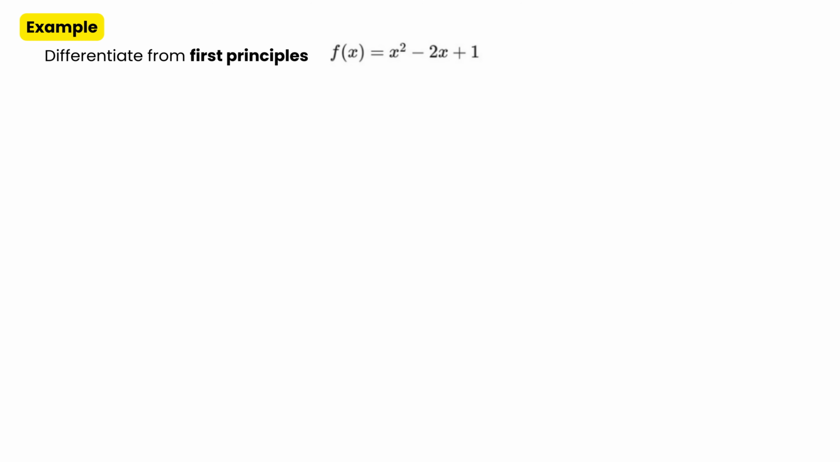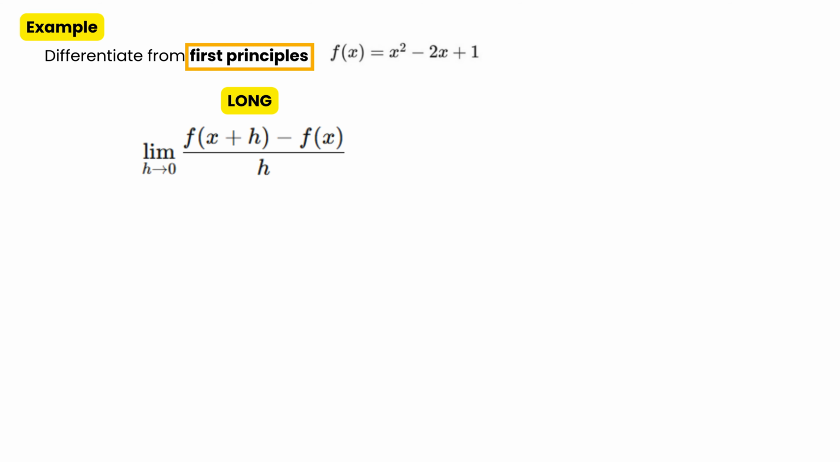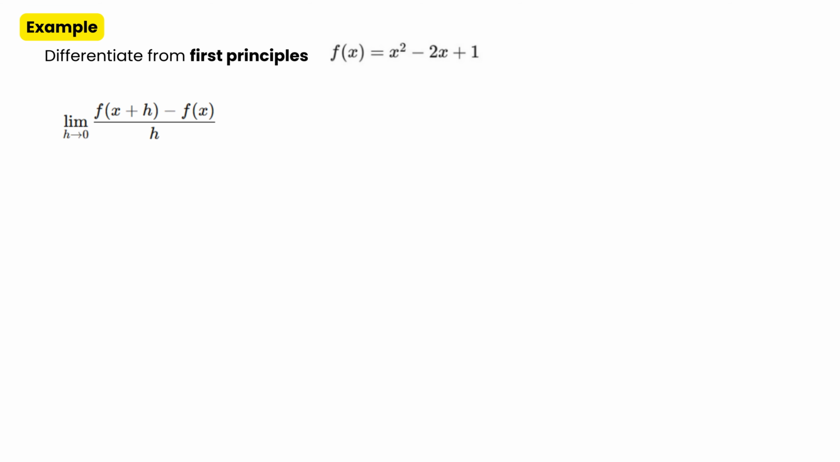First off, when we look at the question, we can spot the words first principles. That's our clue that we need to use the long method. In other words, we have to differentiate using the limit formula. To use the limit formula, there are two things we need to plug in, f of x and f of x plus h. We already have f of x. That's just the original function from the question. So our first step is simply to substitute it into the formula.